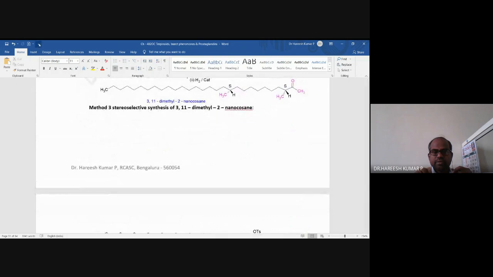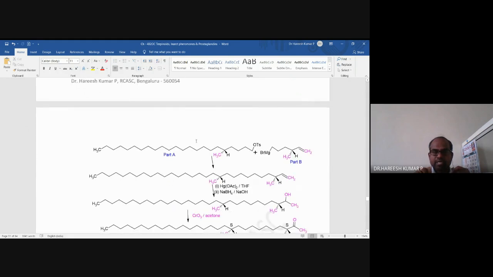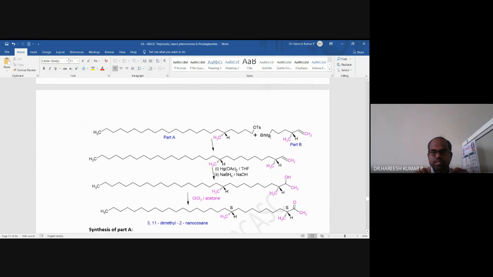This stereoselective synthesis of nanocosane is synthesized by the combination of part A and part B. So part A will have an S configuration compound, and part B also has an S configuration compound. So what will happen? Combination of these two. This is nucleophilic in nature, and the O tosylate will go out, and there will be a new bond formation between this carbon and this carbon. So the Mg attached carbon will be nucleophilic in nature, and tosylate is a better leaving group. Nucleophilic substitution reaction happens, and a product is obtained here.